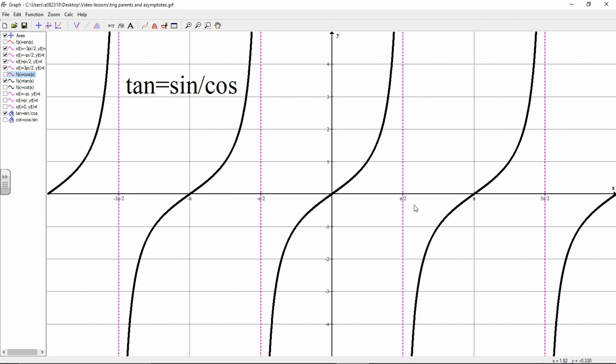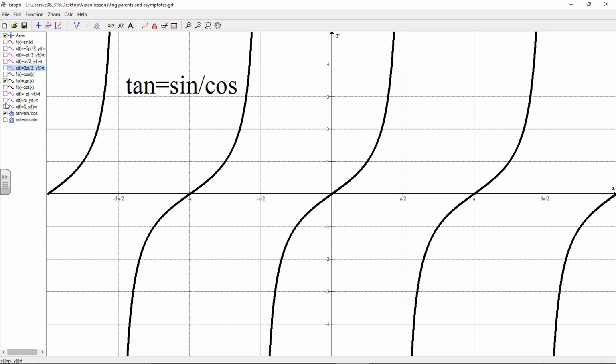So the period is just going to be pi. And if you think of quadrants, so 0 to pi over 2, that's in quadrant 1, so tangent's positive. Pi over 2 to pi, quadrant 2, it's negative. Quadrant 3, back to being positive, and so on, that same kind of cycle. Okay? So that's why the graph of tangent looks the way it does.